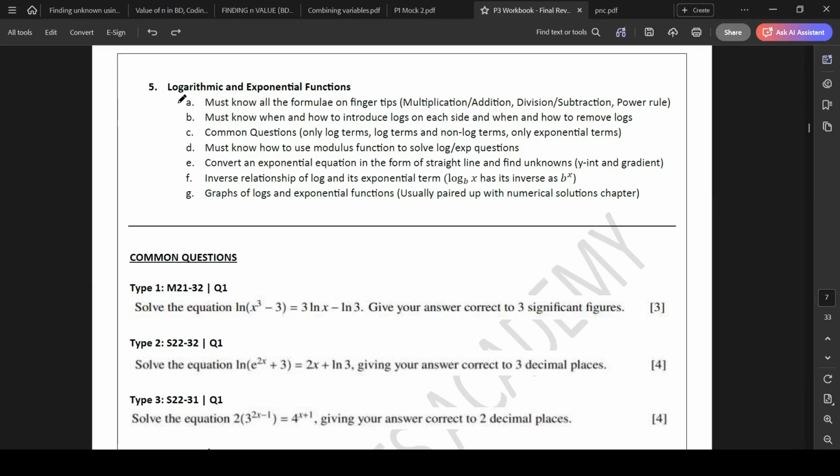Hi everyone. In this video, I am going to talk about the key pointers that you must have on your fingertips in order to ensure that you are hardly making any kind of mistakes when there is a question in front of you with respect to logarithmic or exponential functions.